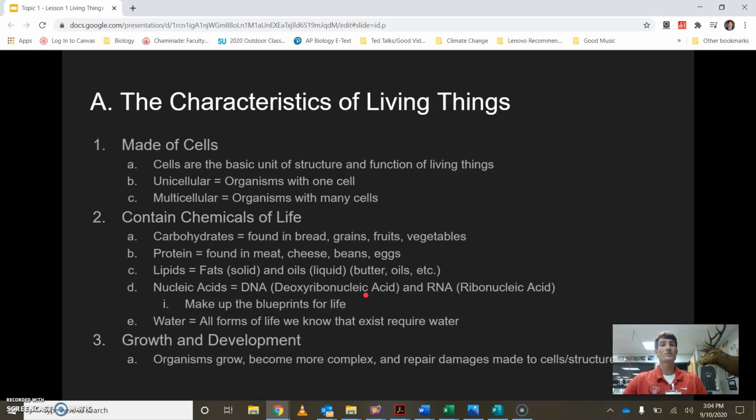Lastly, all organisms that we know of need water in some way, shape, or form to make their cells function.